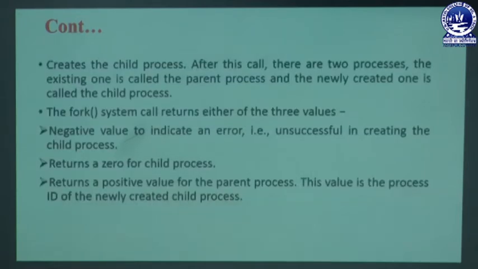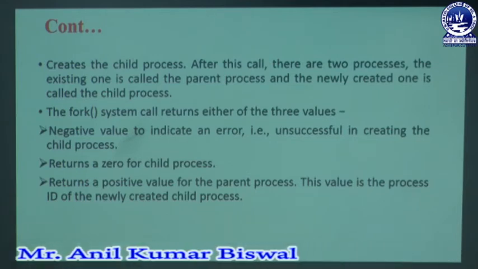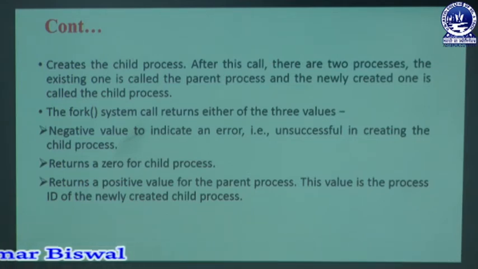Next we are learning here: if a user wants to create a child process, after this call there are two processes, one the existing one, known as the parent process, and the newly created one, known as the child process. That means in our system we are creating two processes, the existing process and the child process. We never create anything else, that's why we use the fork method. Here the fork system call returns one of three values.